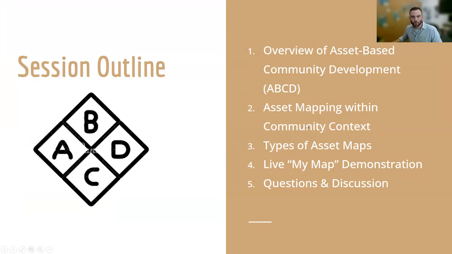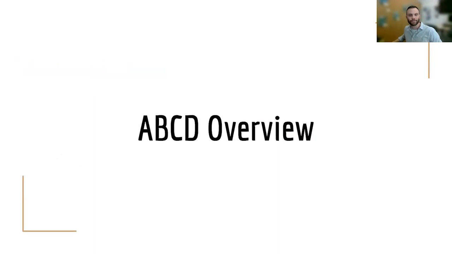So we've got a few things we're going to go over today. First being an overview of asset-based community development. You'll hear us call it ABCD at times. Then after that, we're going to go into making asset maps within different community contexts, the different types of asset maps. Later on, I'm going to do a live My Map demonstration, which is something that I'm really passionate about for using for asset maps. And then at the end, we'll have a quick question and discussion period. So we'll start with Grace.